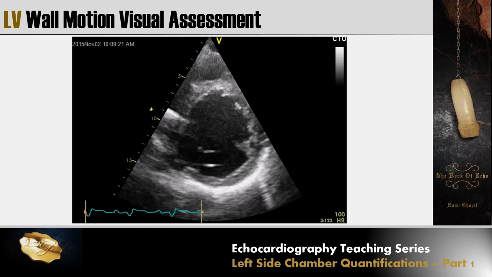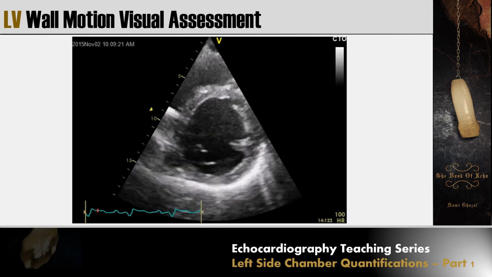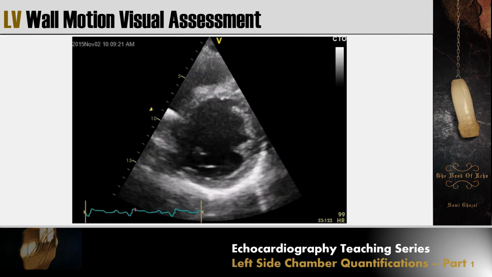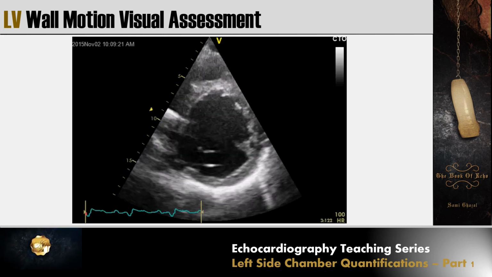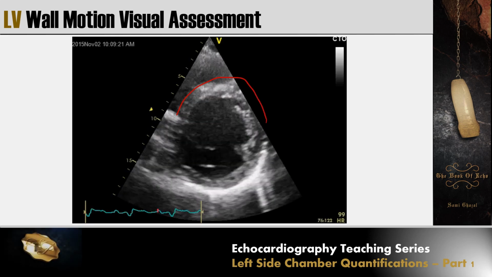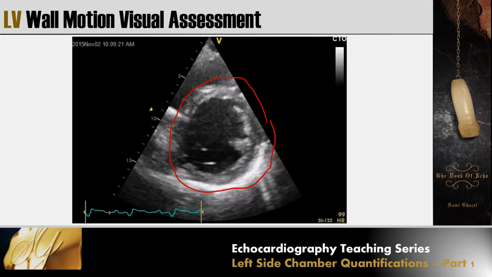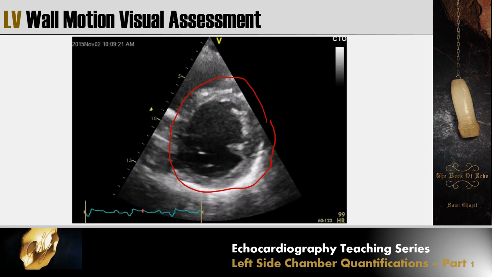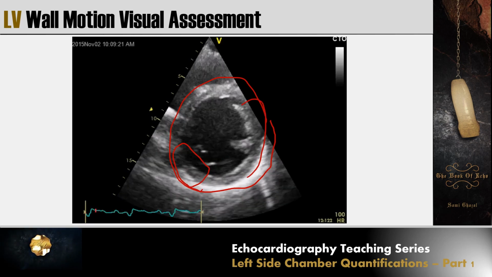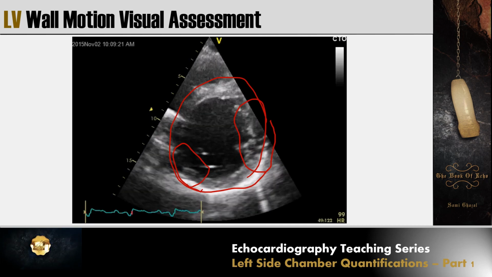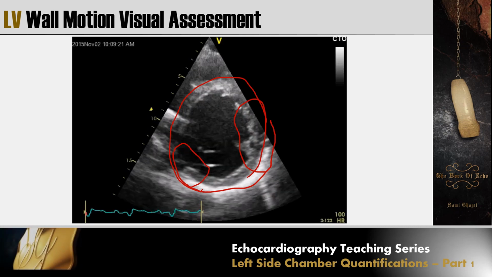Sometimes you will have abnormality everywhere. So in this example, you will have global hypokinesis everywhere. It can be with regional variation. So all of the walls are abnormally thickening, but there is maybe one segment that contracts better than the other, or one worse. So here is totally akinetic, here is severely hypokinetic. So again, it can be regional as well as global hypokinesis.